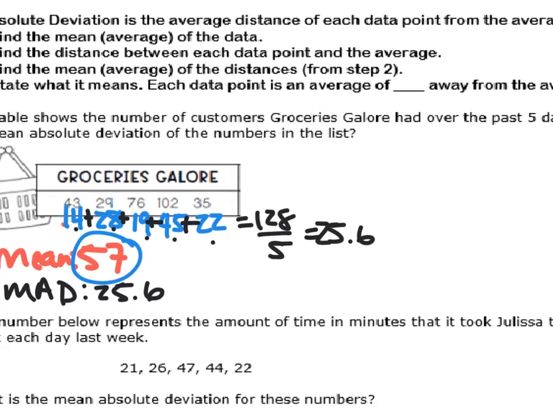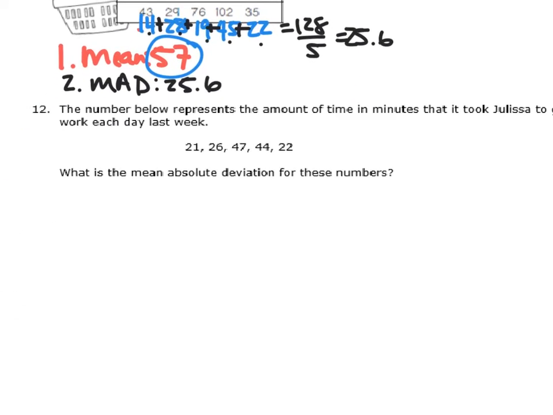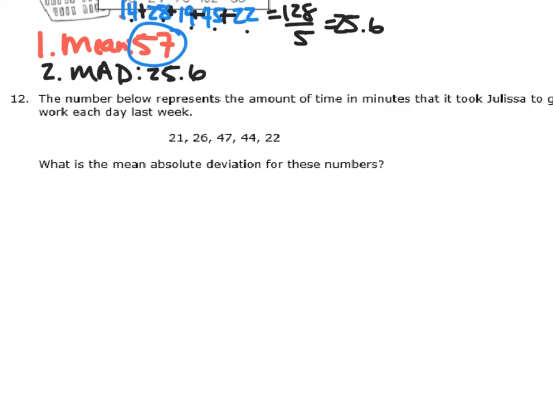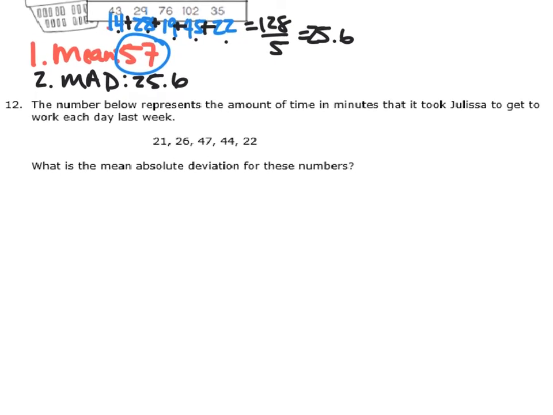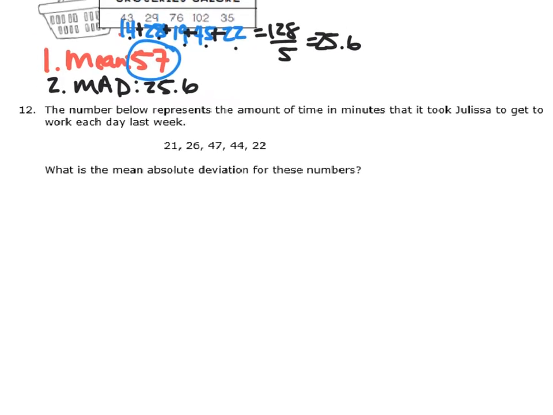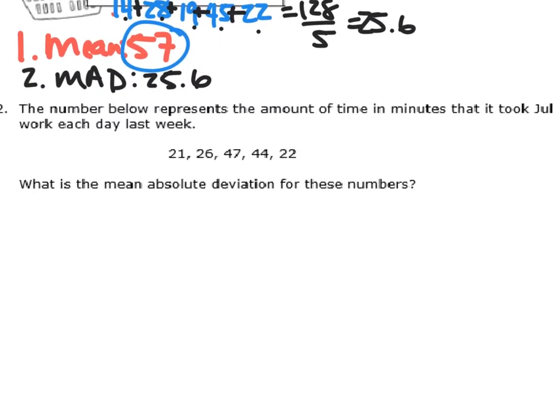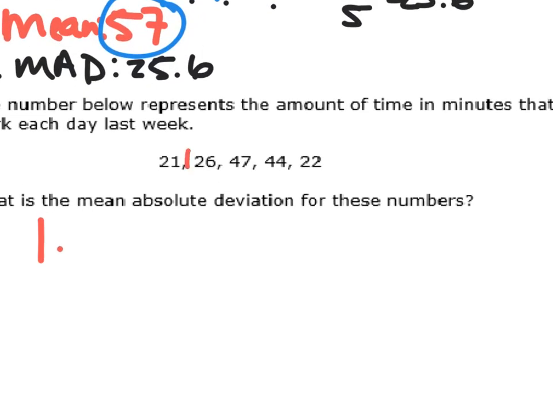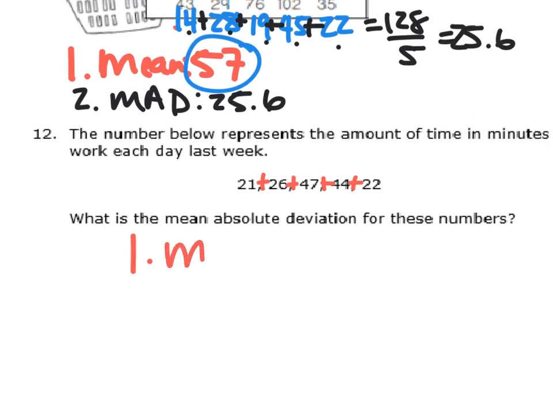Now let's do our last problem, number 12. The number below represents the amount of time in minutes that it took Jalissa to get to work each day last week. What is the mean absolute deviation for these numbers? So step number 1 is going to be for me to find my mean. So I'm going to add all these numbers up and divide however many numbers I added. So 21 plus 26 plus 47 plus 44 plus 22. And there were 5 numbers, so divided by 5. So my mean is 32.